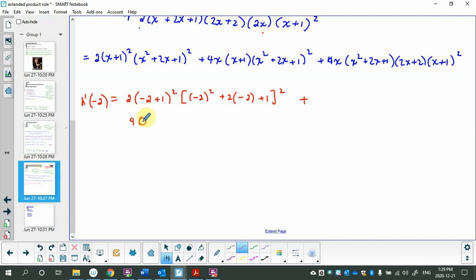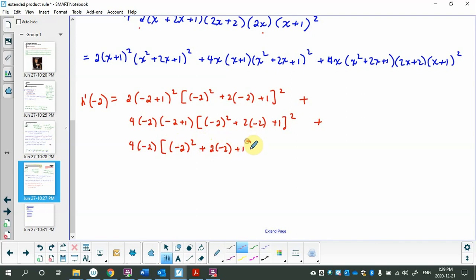So 4 times -2, -2 plus 1, bracket, -2 squared plus 2 times -2 plus 1, all in a bracket squared, plus third time's a charm, 4 times -2, -2 squared plus 2 times -2 plus 1, not squared this time, another square bracket, 2 times -2 plus 2, -2 plus 1 squared. So now it's BEDMAS time.